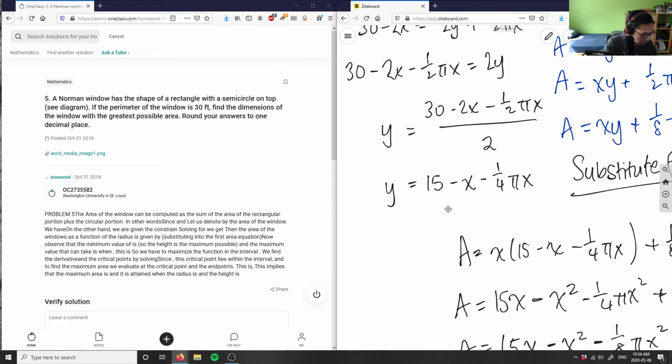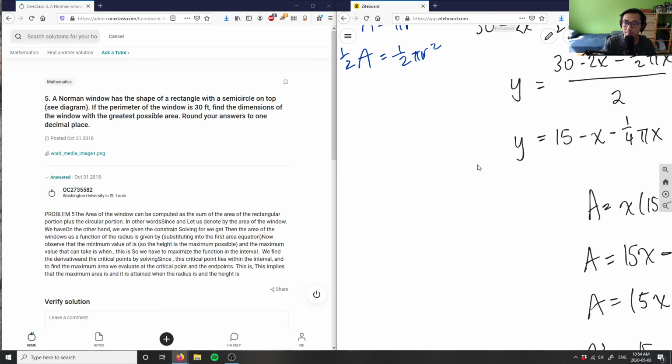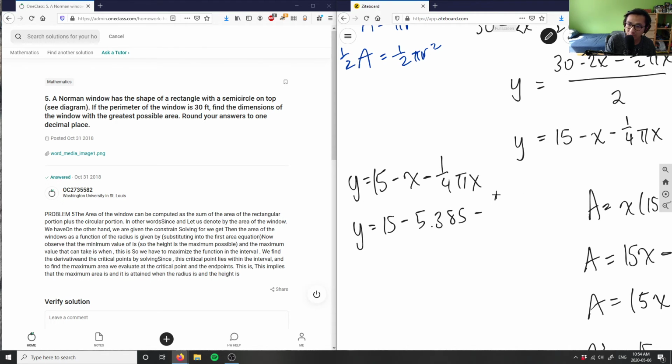I'm going to take more decimal places here, and then I'll round for the final answer. I'm going to rewrite this y equation to give me some more real estate. So y equals 15 minus x minus 1/4 pi times x. Well, I know that y equals 15 minus 5.385 minus 1/4 pi times 5.385.